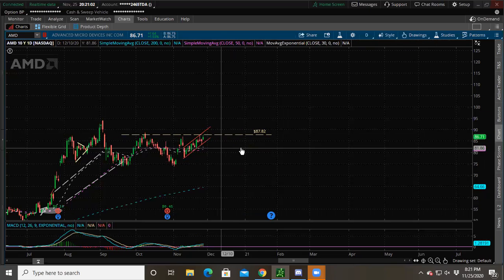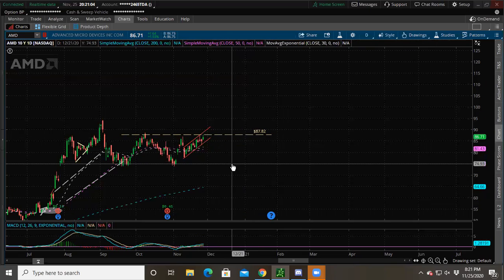So once it breaks, then you're ready to go long. When you're playing options, you've got to make sure you're anticipating a move rather than reacting to a move. When you're reacting to a move in options, you're typically already behind the eight ball.